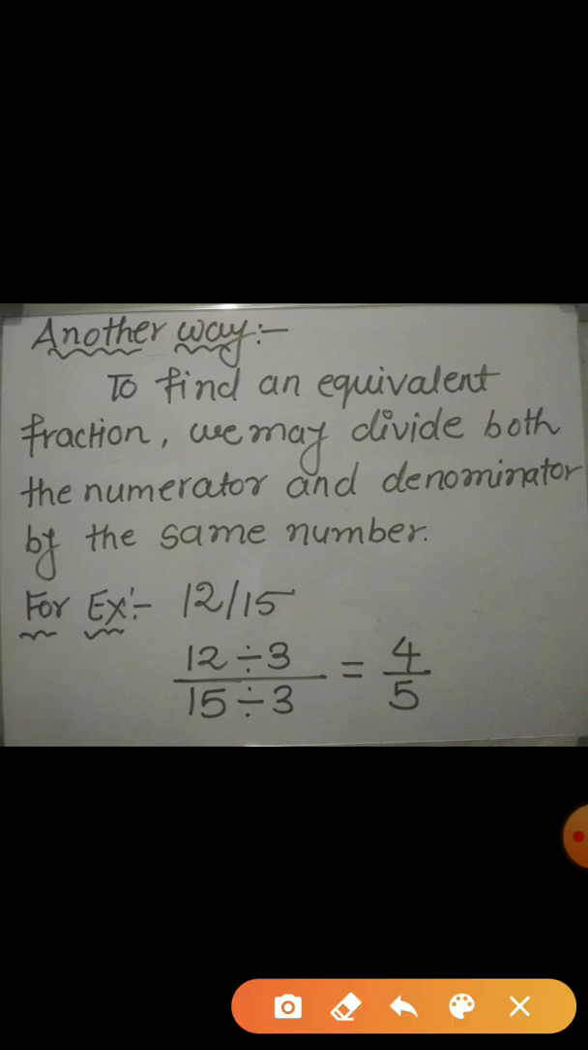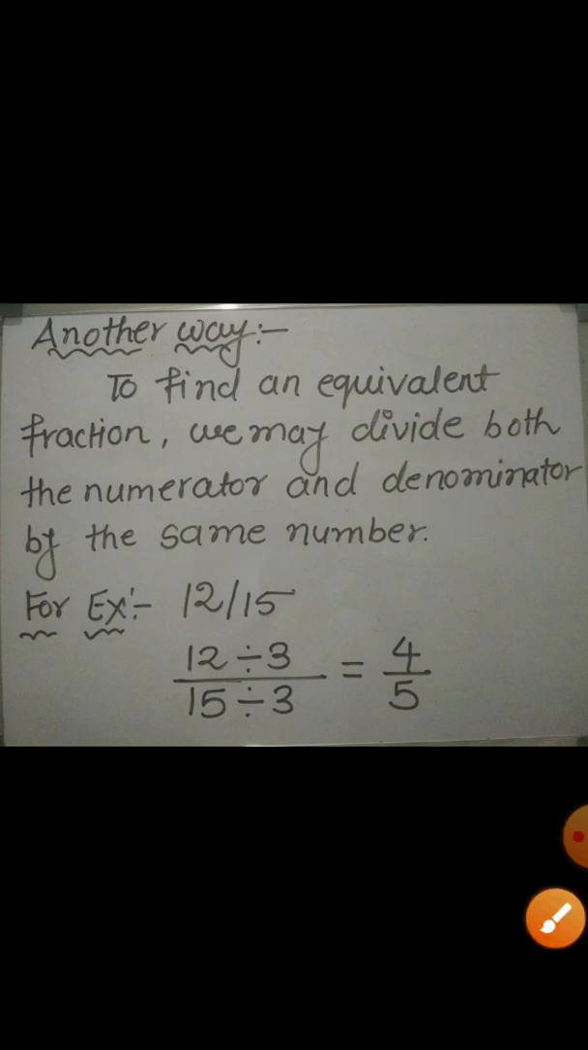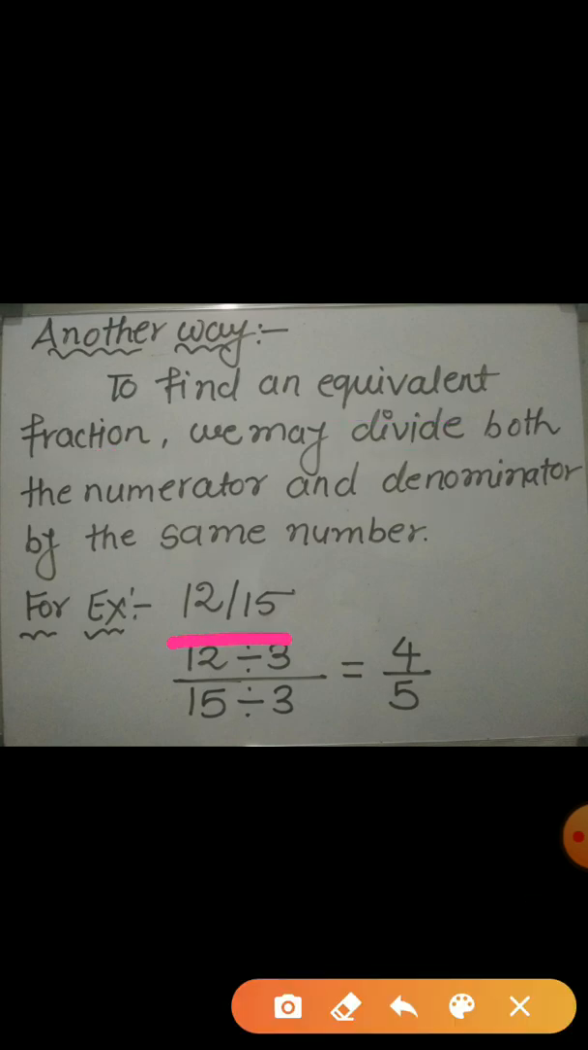Now we have another way as well to find the equivalent fraction. To find an equivalent fraction, we may divide both numerator and denominator by the same number. For example, here I have taken one fraction 12 by 15. Now to find the equivalent fraction of 12 by 15, we can divide both numerator and denominator by one of its common factor. 3 is the common factor of 12 and 15 as 3 divides both 12 and 15.